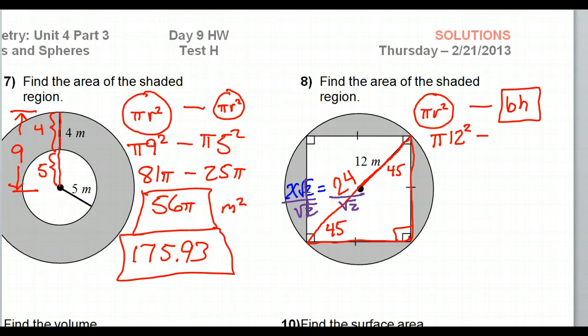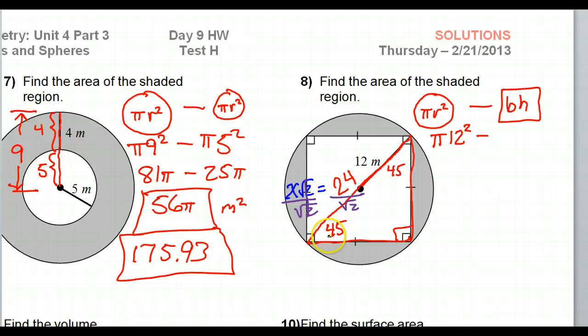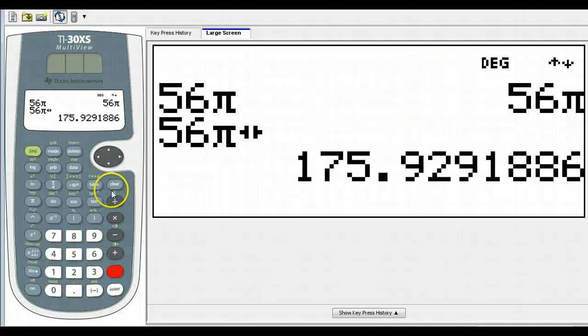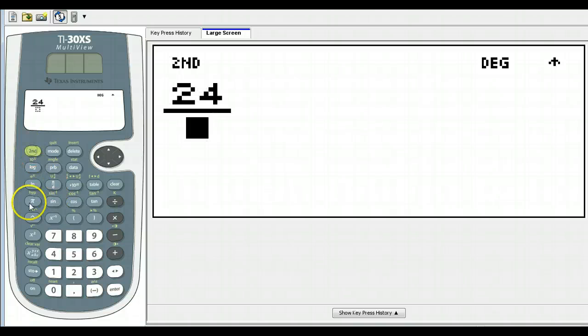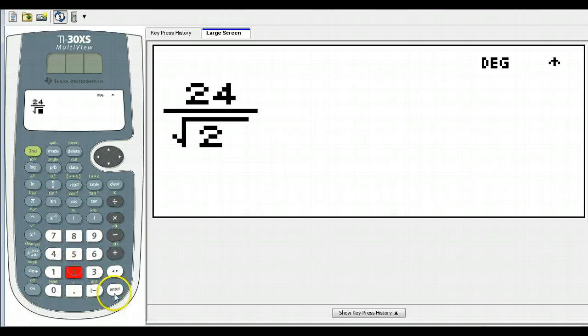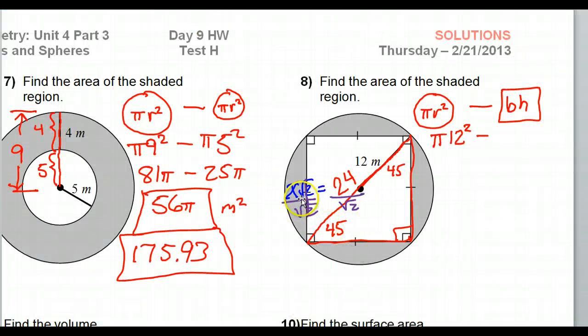Those cancel out. Now what am I going to get? Well, 24 divided by radical 2. Let's put that in the calculator. Just let me be clear: 24 over radical 2 is 12 radical 2. So we just found x. We found that x is 12 radical 2, yeah?